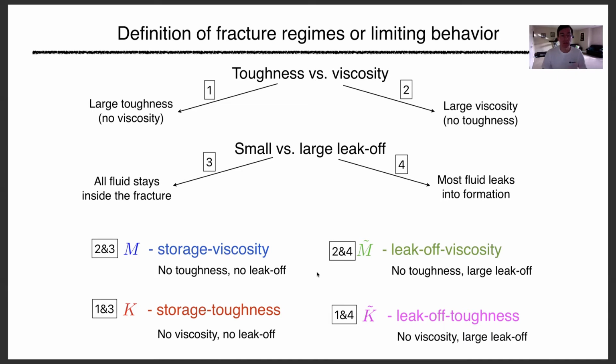Likewise, you can do 1 and 3, and now you have the large toughness and storage regime, which means that there is almost no effect of viscosity on fracture propagation. Think about pumping gas or a very low viscosity fluid, so you have uniform pressure inside the fracture. That's your toughness regime. And storage means again no leak-off. And there are two regimes here on the right, similar viscosity and toughness, but with high leak-off.